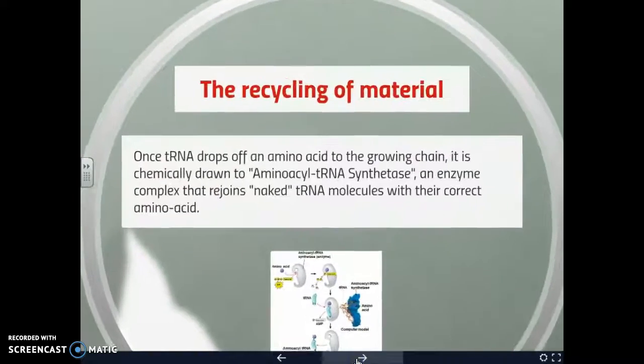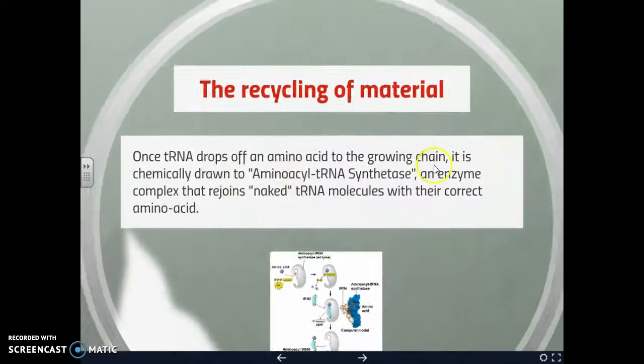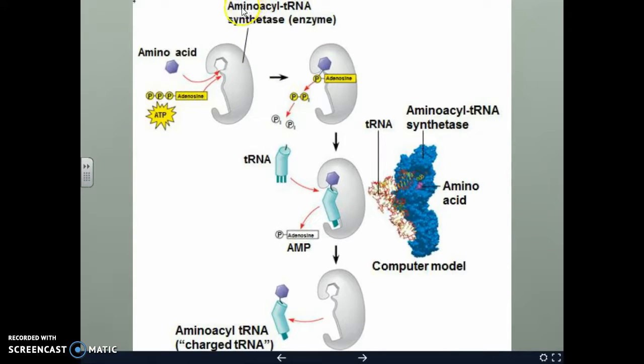Okay, and finally the recycling of material. Once tRNA drops off what it needs, it's chemically drawn to another enzyme, aminoacyl tRNA synthetase. It rejoins naked tRNA molecules, ones that have already dropped off their amino acids, with their correct amino acids. So they're amino acid specific. Here's generally the idea behind it. Here's that aminoacyl tRNA synthetase. Here's its active site.